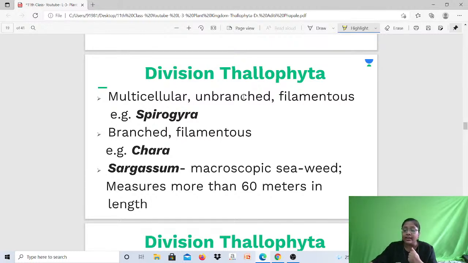Multicellular, then they are unbranched, that means their body does not have any branches. And filamentous. Filamentous means what? The body is present in the form of filaments. Filaments are long, slender structures. They are long and slender tube-like structures. Usko filaments kehte hain. So multicellular, unbranched and filamentous. Example is spirogyra. Okay? Now, some of them are branched and filamentous also. उसका एग्जाम्पल है चारा. ठीक है, remember this.